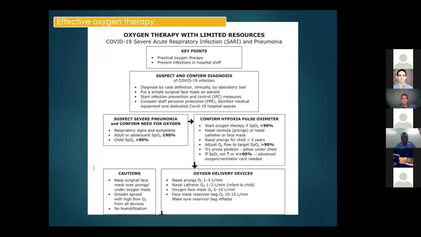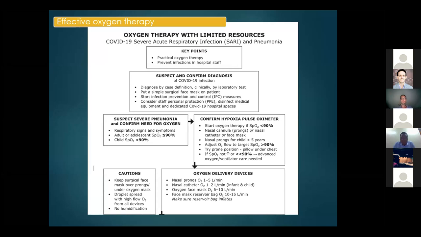And this is an algorithm which was developed by the WFSA at the beginning of the pandemic for oxygen therapy in limited resource settings for treatment of COVID. The key points we see here are that we need practical oxygen therapy, which means oxygen we are able to give, and prioritize prevention of infections in hospital staff.